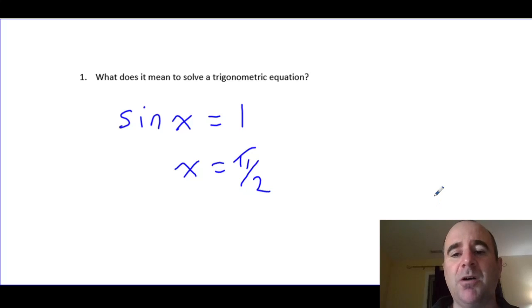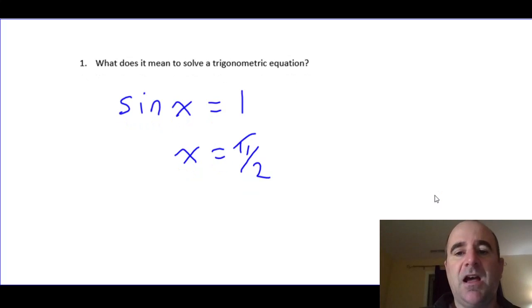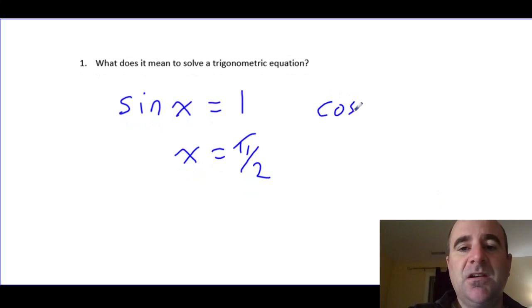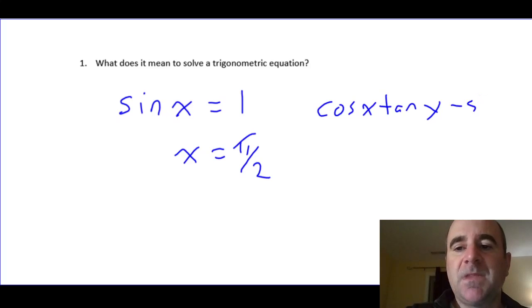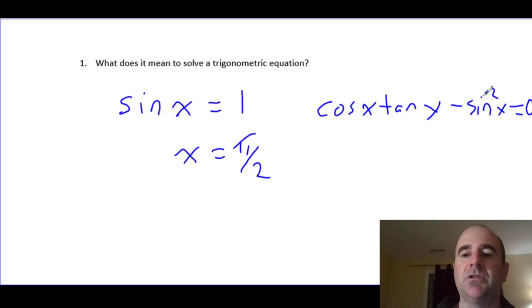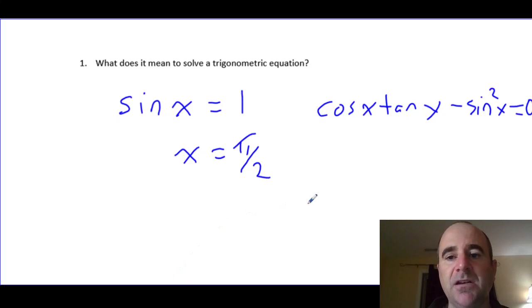They're going to get more complicated though. Sometimes you might have a cosine with a tan, minus sine squared x equals 0 or something like that. I'm not sure how well that one actually works out, just making it up off the top of my head. But we're going to look at more complicated equations as well and how we can go about solving them. So let's look at our first example, which should be review for you. Then we're going to add a little twist to it that should be new.